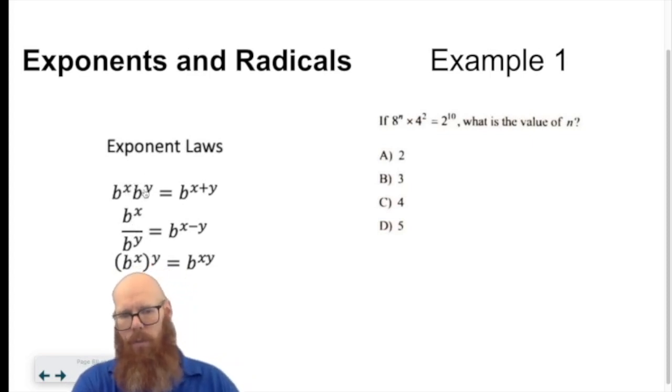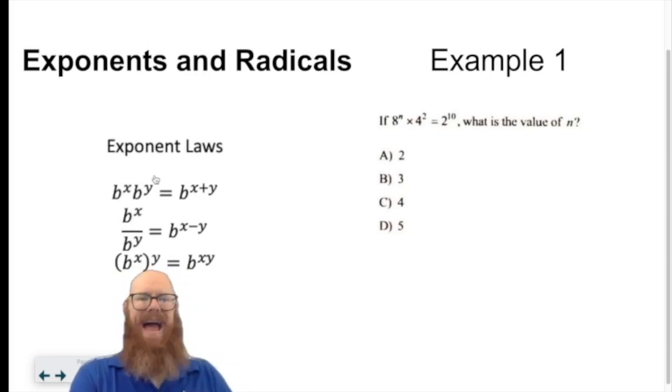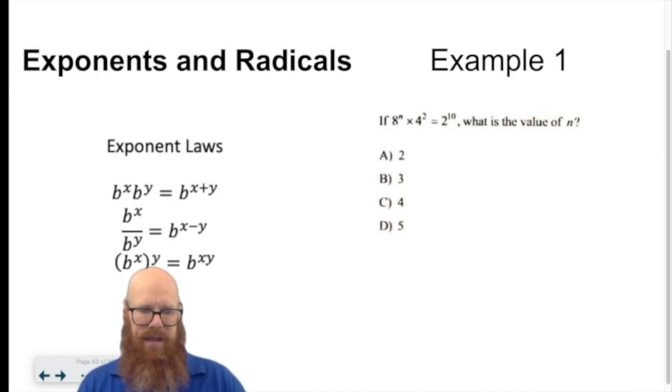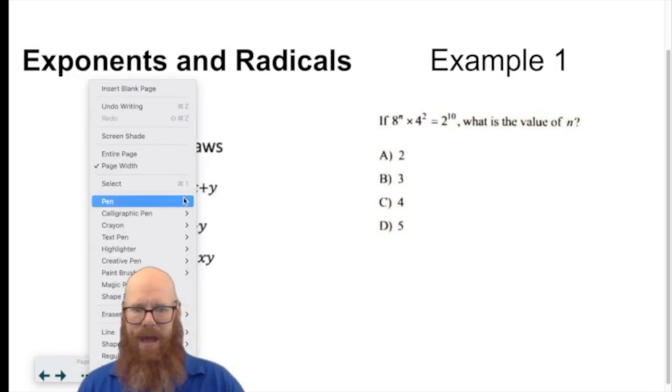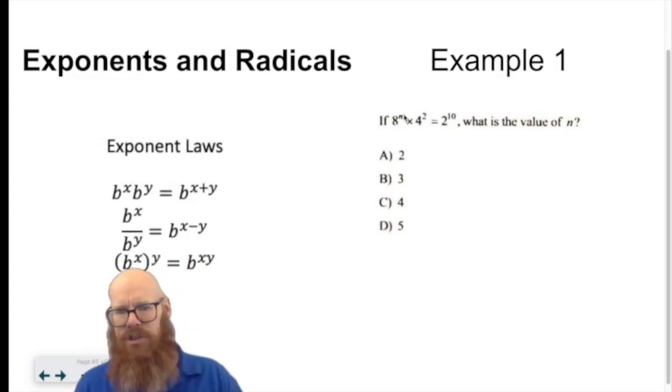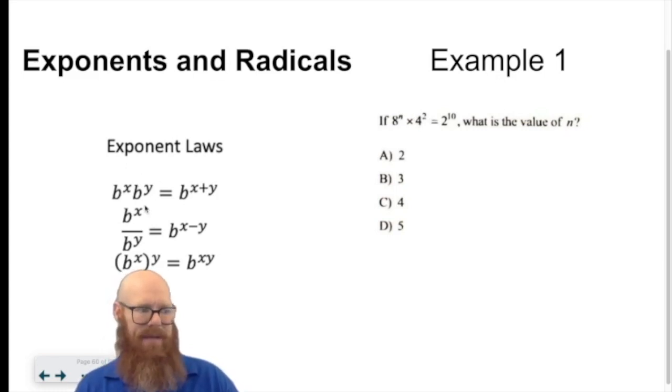So whenever you multiply like bases, you add the exponents, when you divide like bases, you subtract the exponents, and when you raise a power to a power, you multiply. So let's see how we can put that into action on a couple of examples. If we have 8 to the n times 4 to the second, well, I can't add those exponents because they don't have the same base. But I can make them have the same base.